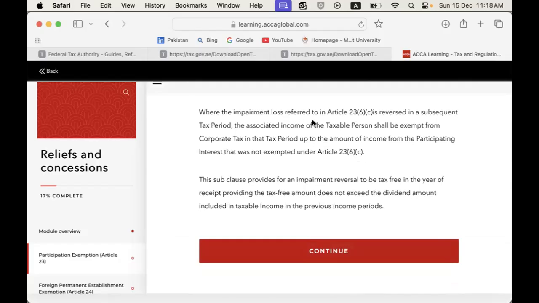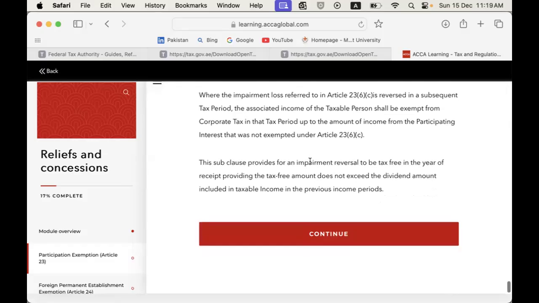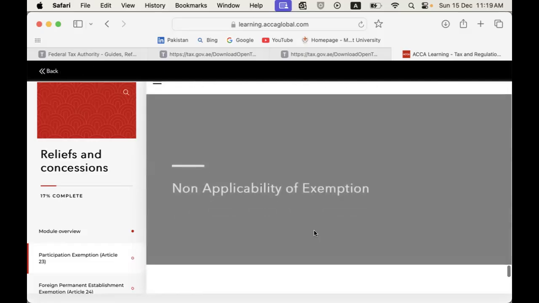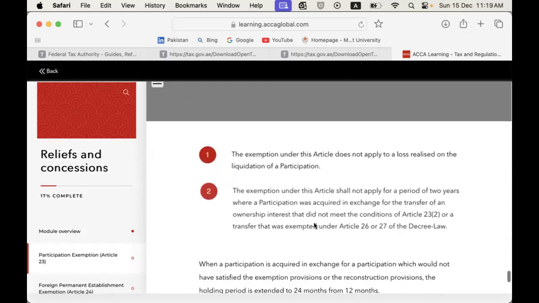Where the impairment loss referred to in Article 23 6C is reversed in a subsequent tax period, the associated income reversed. This is what you were talking about. The associated income of the taxable person shall be exempt from corporate tax in that tax period up to the amount of income from the participation interest that was not exempted. So just like we saw in the example. Okay.